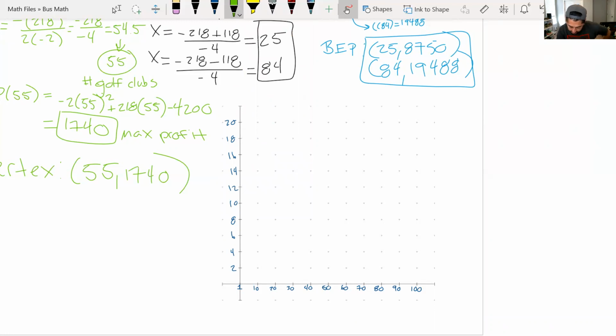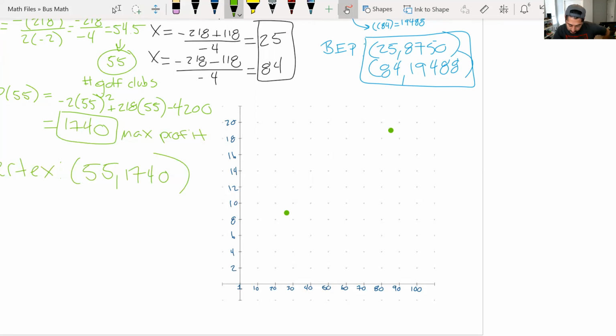25 and 8,750 is my first point. So 25 and 8,750, somewhere around there, right? Okay. And then let's see, 84 and 19,488. I might be doing this wrong. I probably am. Yeah, I don't think I should have done that.